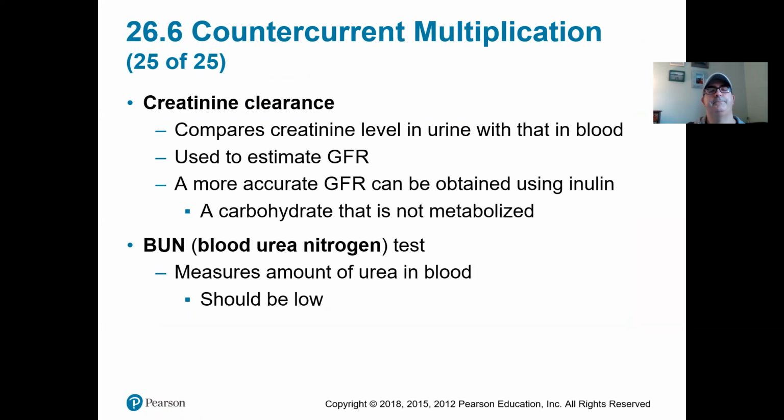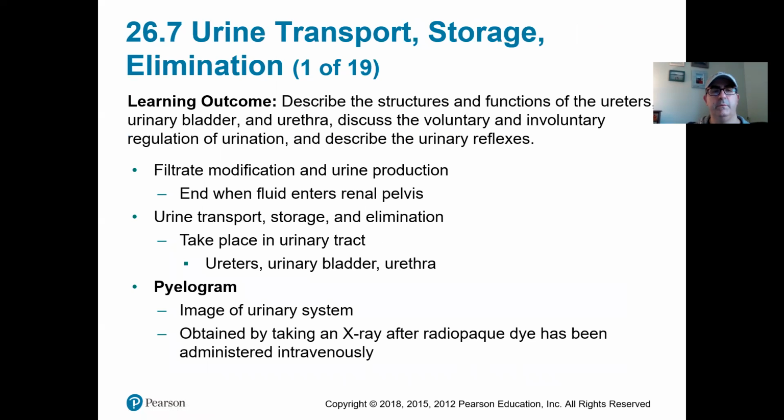For instance, creatinine clearance compares the creatinine level in your urine with that in your blood. It's used to estimate the filtration rate of your glomerulus. A more accurate glomerular filtration rate can be obtained using inulin, a carbohydrate that is not metabolized, so you can see how fast that filtration happens. They can also do a blood urea nitrogen test, which measures the amount of urea in the blood, which should be low because urea should get filtered to your bladder, so there shouldn't be much of it in your blood at all.